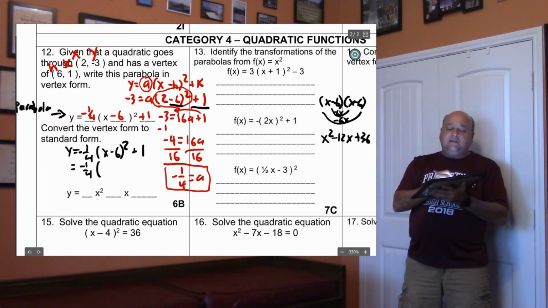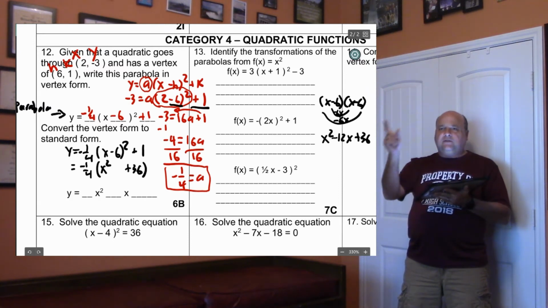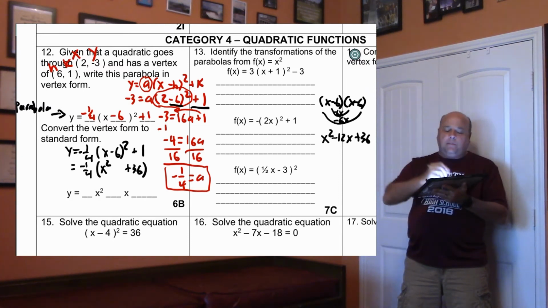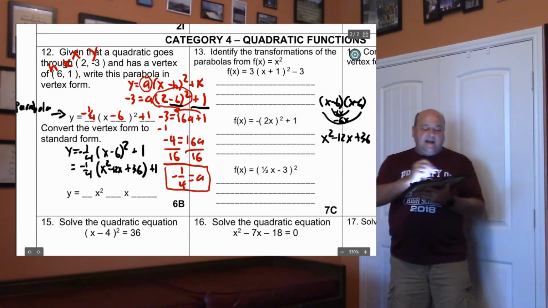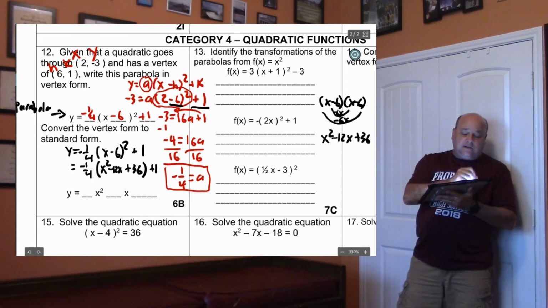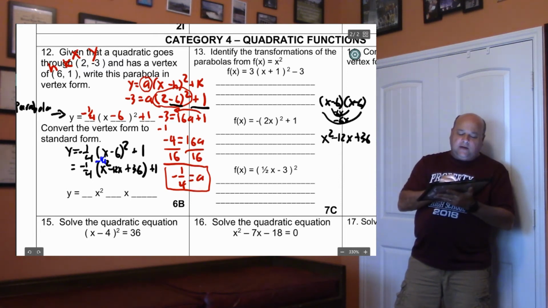-1/4 parentheses, x times x is x squared. -6 times -6 is plus 36. -6 times x is -6x, double it, -12x plus 1. The next step is to distribute, there's a lot of steps here, is to distribute the -1/4.